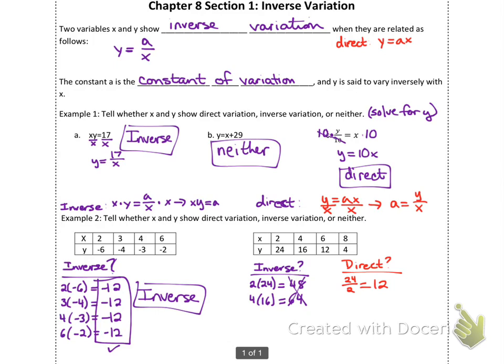Let's try the next one, see if it matches. 16 over 4, y over x, is actually 4, so these do not match. Which means that if neither one works, it is neither. Simple as that.